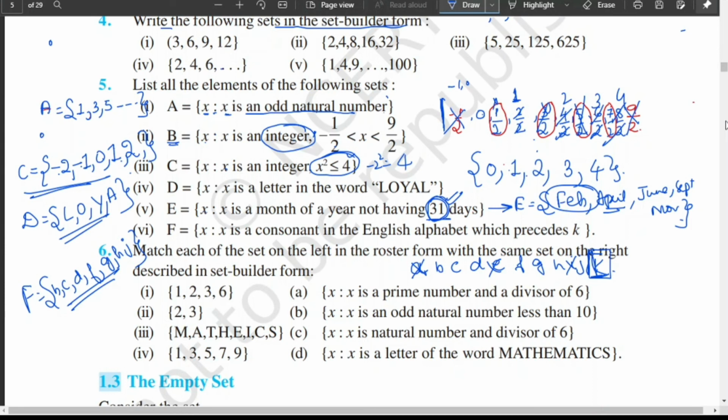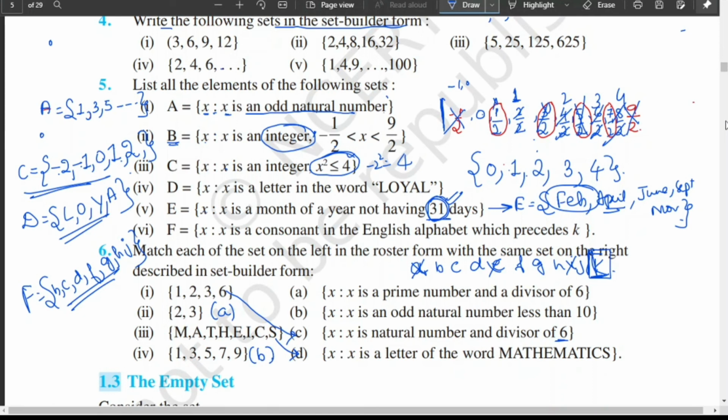Now sixth question, match the following. 1, 2, 3, 4. Here it is 1, 2, 3, 6 is a natural number and divisor of 6. So option, this is C. Then 2 comma 3, what it is? Check out, is a prime number and divisor of 6. Okay, 2 and 3 are prime number. This option A here. Mathematics here very clearly option D for it. And 1, 3, 5, 7, 9, last one remaining, odd natural number less than 10. So this option is B.